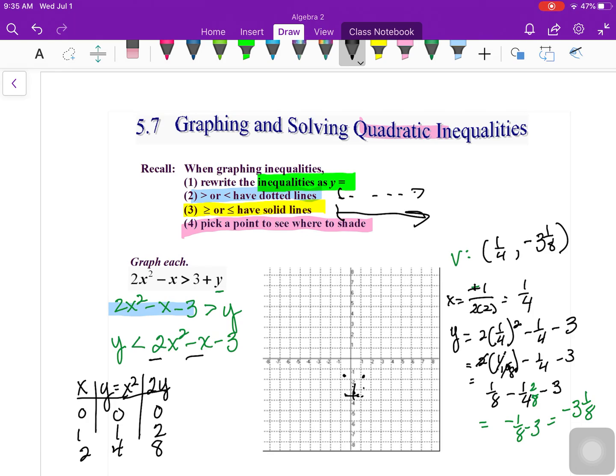So 1, 2, and symmetrically 2, 8, and symmetrically 2, and this shows me it is a dotted parabola.